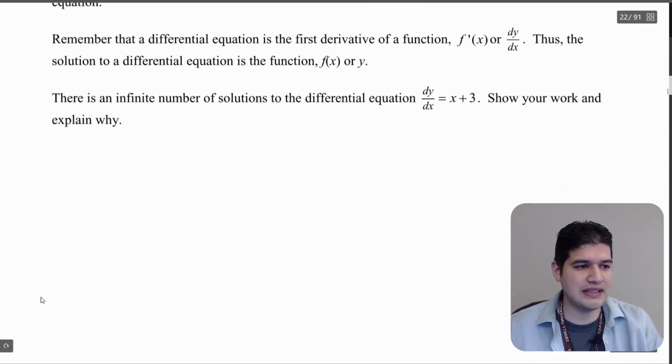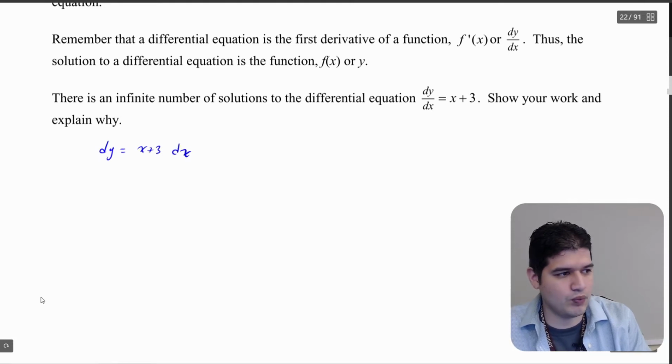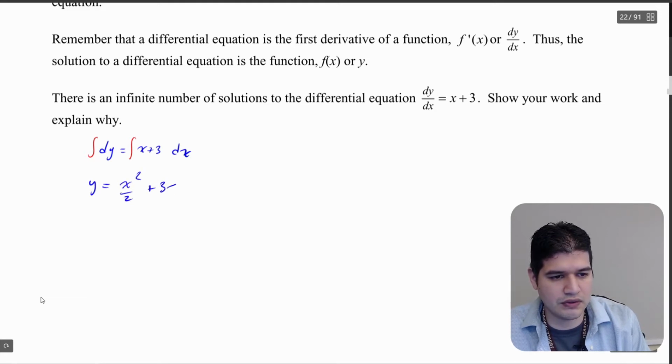For example, let's take this one that we've been working on. We want to separate these variables. So I'm going to say, okay, we have dy equals x plus 3 dx. And what do we want to do with that? Well, in our previous videos, we were integrating. And when we integrate this, we're going to get y equals x squared on 2 plus 3x plus c. And we could say f of x equals x squared on 2 plus 3x plus c.